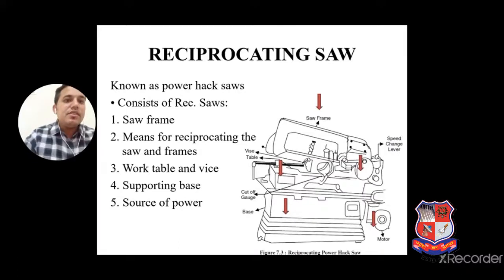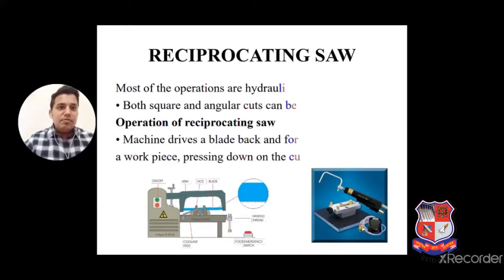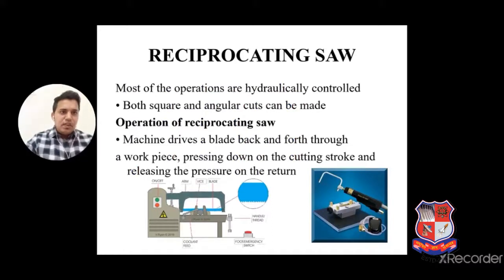And the fifth one is the source of power. As a source of power we can use a motor or a gear arrangement, but nowadays only a motor is used, which is connected by belt and pulley. So these are the main components of the reciprocating saw. As you observe here, most of the operations are hydraulically controlled, and both square and angular cuts can be made.